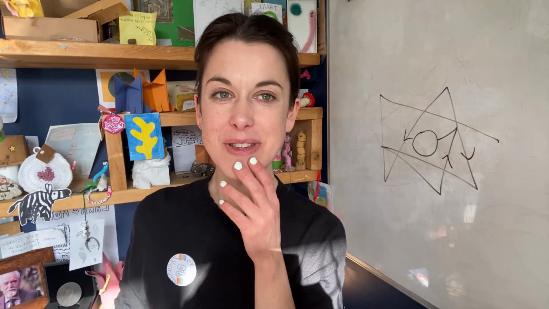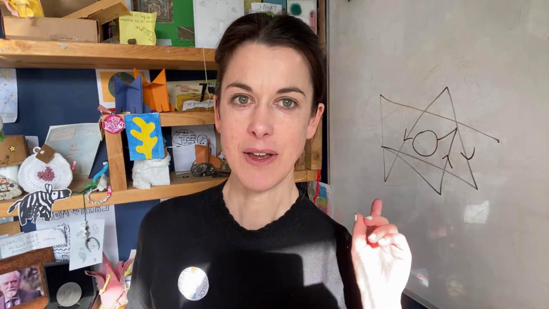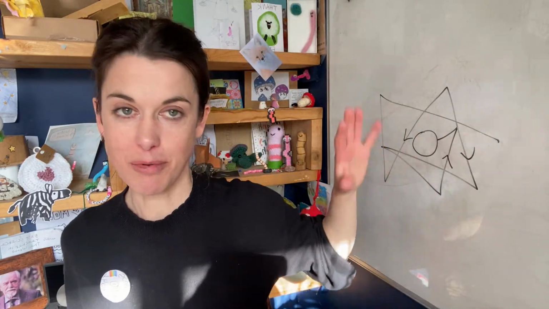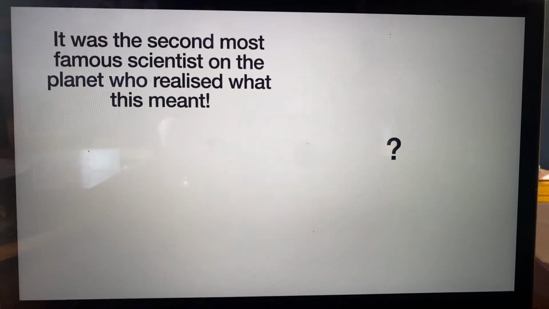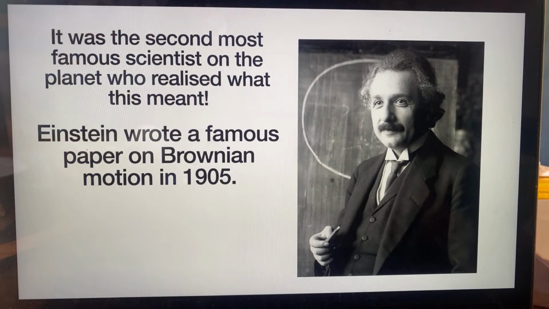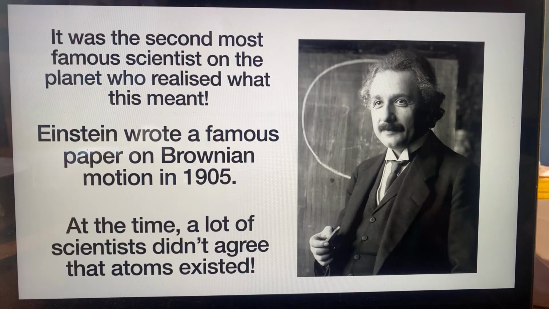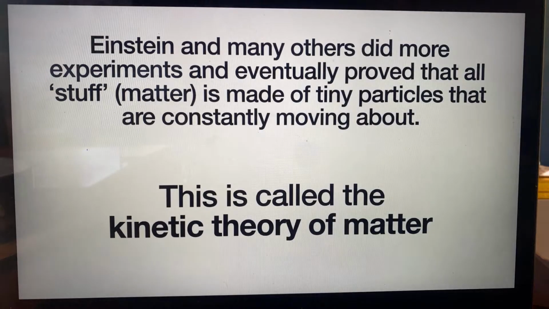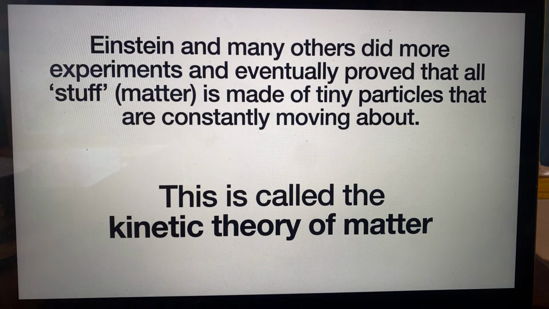It was the second most famous scientist on the planet who worked out what Brownian motion actually meant. It depends whether you're thinking Newton or Einstein, right? If you live in the Western world like me. I thought Einstein came second to Newton, but anyway, Einstein wrote a very famous paper on Brownian motion in 1905. You don't need to know that, it's just interesting. At the time, a lot of scientists didn't agree that atoms even existed, but it turns out that they did. Well done, Einstein, and many others. Did loads more experiments, and eventually proved, partly because of Brownian motion, that all stuff is made out of tiny particles that are constantly moving about.